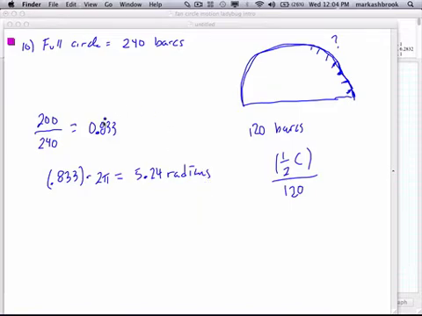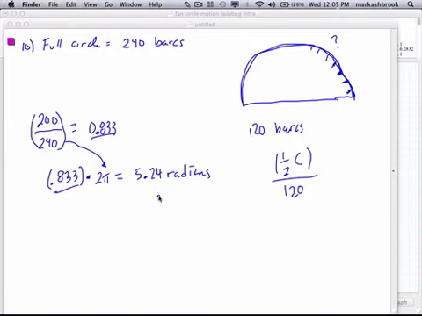So percent of the circle times a full circle in radians gives that angle in radians, which corresponds to that same percent of the circle. So really, we could have just taken that 200 over 240, which is the percent of the circle, multiplied by 2 pi. We never have to know that percent. We just have to know that that ratio represents that percent. Multiplied by 2 pi, we get 5.24. Okay?